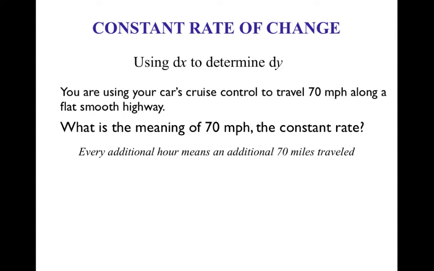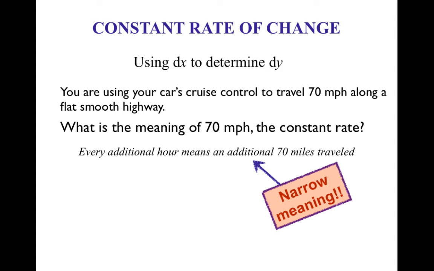Yes. Oh, yes. This is a very narrow meaning. We're going to find out. So you all know that it's a narrow meaning. You just don't know that you know. Okay? Going 70 miles an hour tells us a lot more than this. It tells us a lot more than in 1 hour you go 70 miles. See, I'm going to show you. You know a lot more.